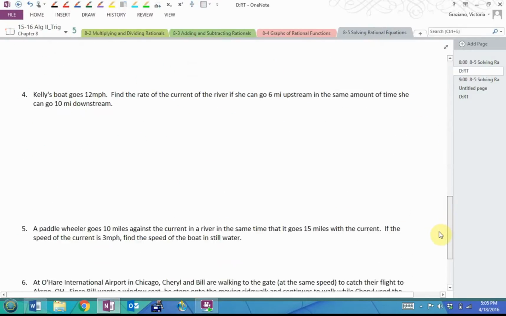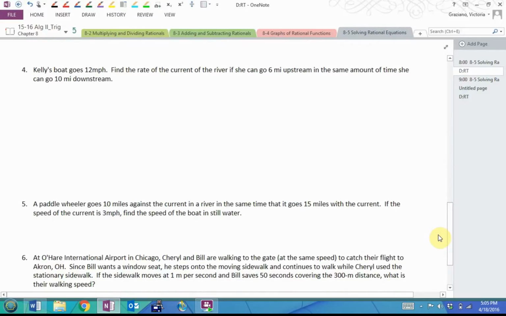So here's another one. Kelly's boat goes 12 miles per hour. Our job is to find the rate of the current of the river if she can go 6 miles upstream in the same amount of time she can go 10 miles downstream.